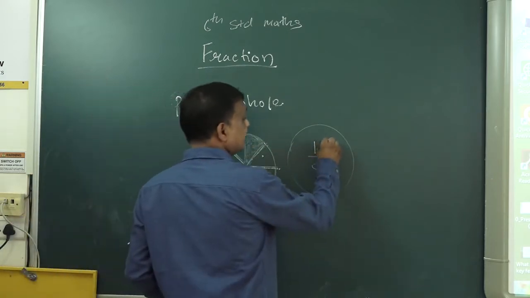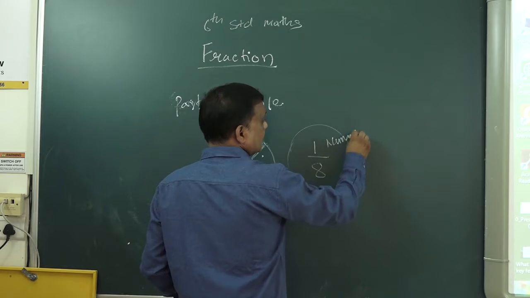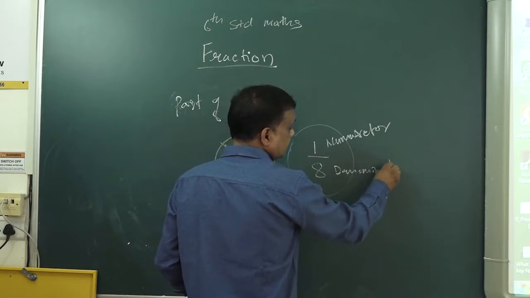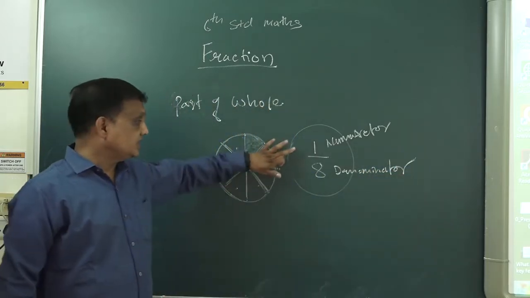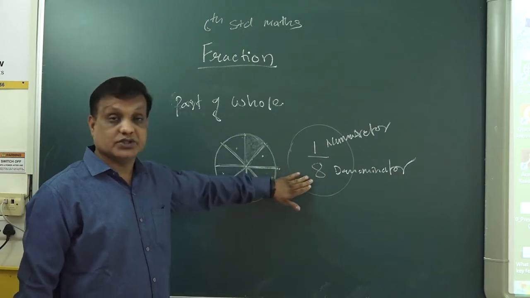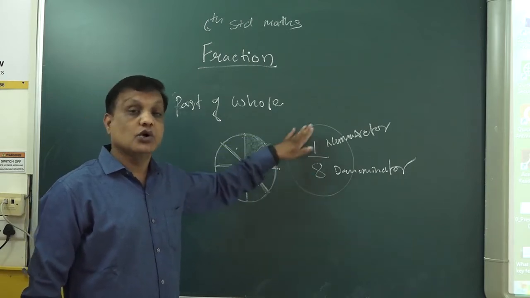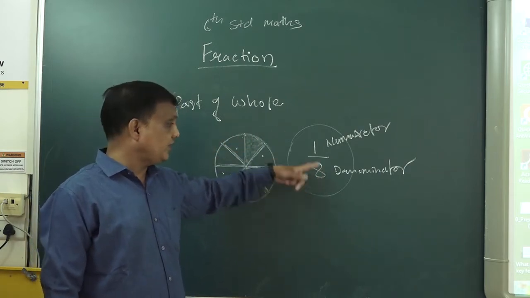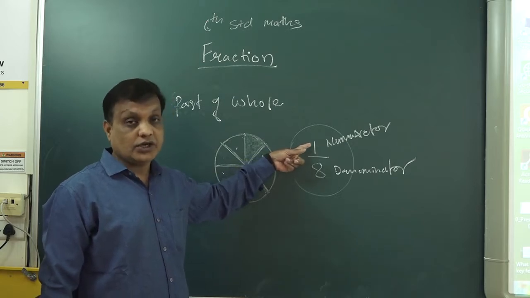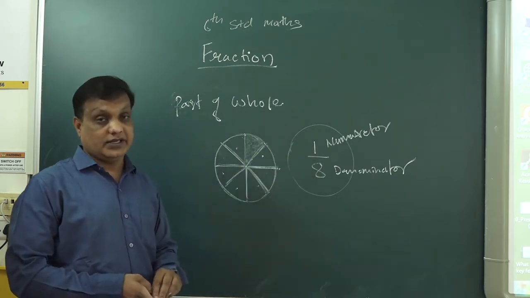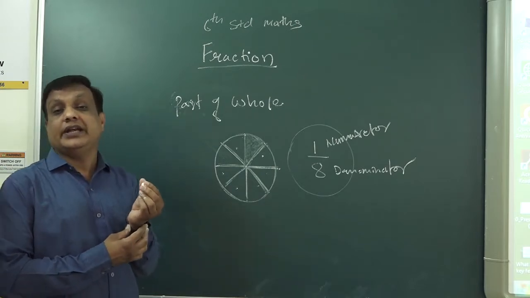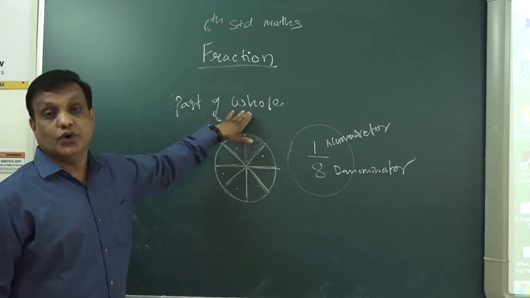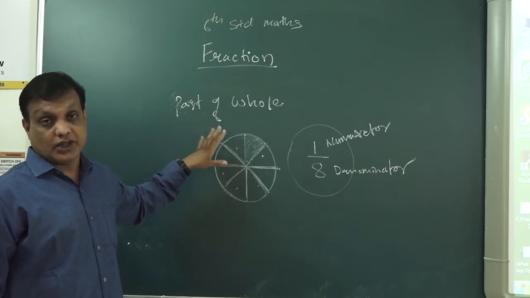This number is called the numerator and this is called the denominator. This part is called the numerator, this part is called the denominator. Denominator means what? Whole. Whatever parts you make, that is the denominator. 8 parts you make. Out of 8 parts, one part is given to your friend, that is the numerator. So when you write a number in numerator and denominator, that is called a fraction, and you can also say part of whole is called a fraction.